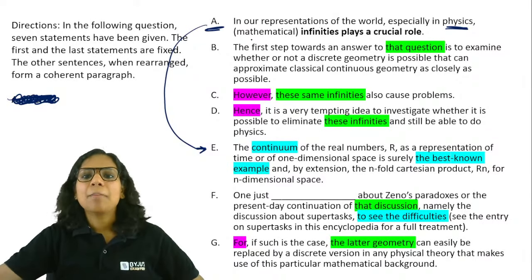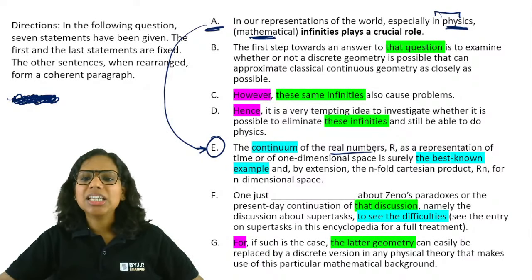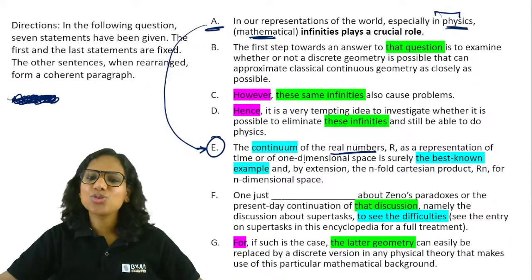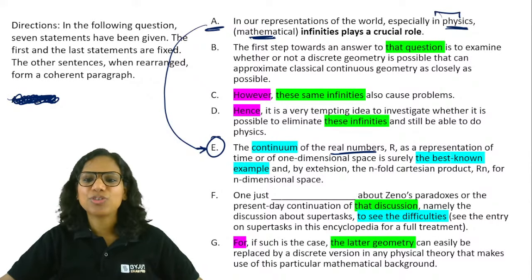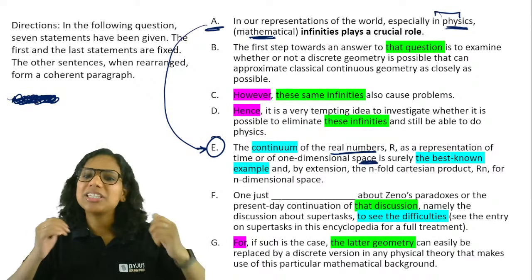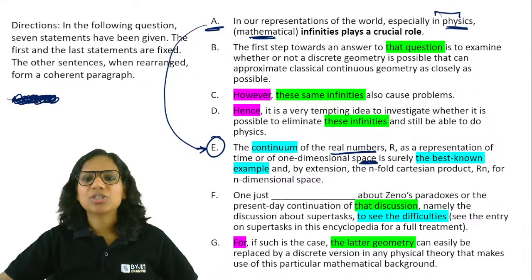So I am saying maths is important in physics, and see, E gives an example. Real numbers, which are maths, are used in physics as a representation of time or as a representation of space. That's the best known example. Is surely the best known example of what? Of the fact that infinities or infinity plays a crucial role. So A and then E.